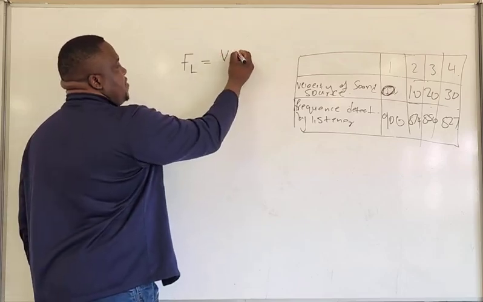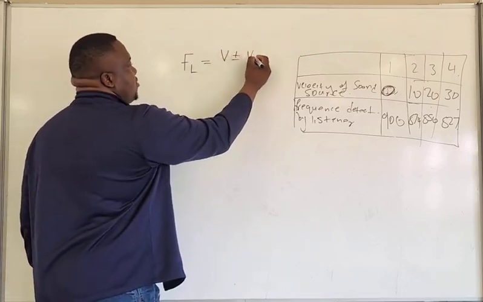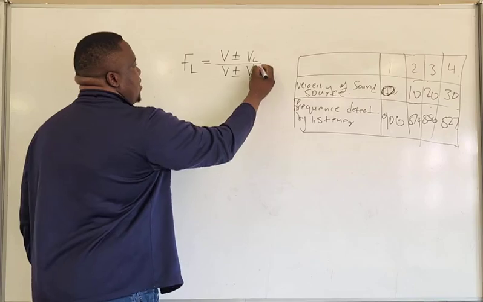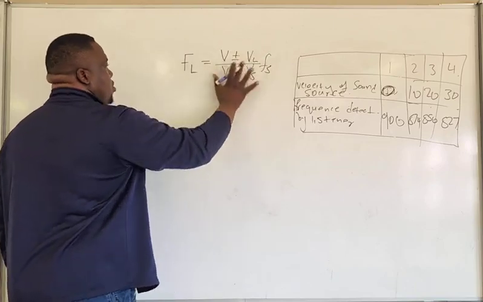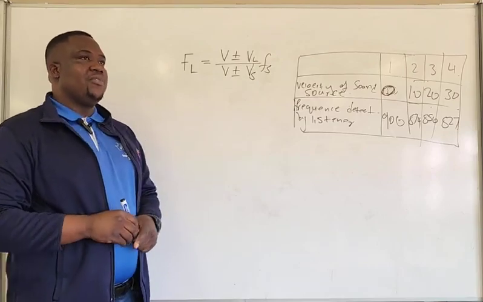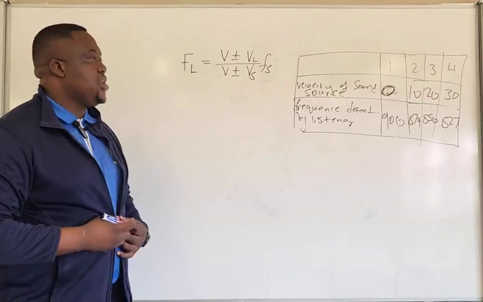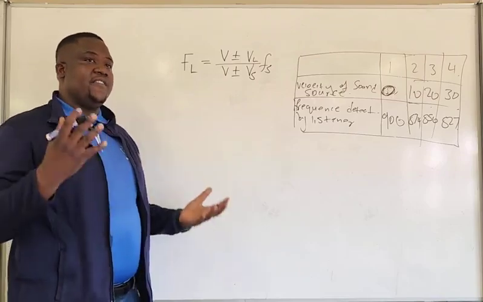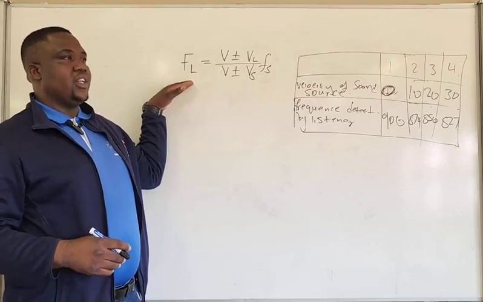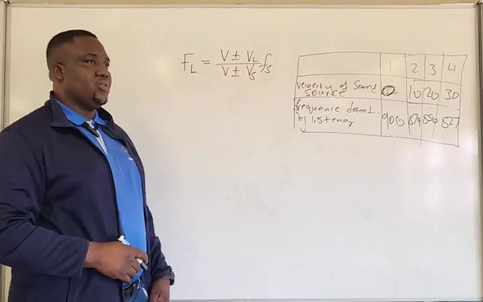Then I'm going to have V plus or minus VL over V plus or minus Vs, then Fs. I know that I'm going to manipulate this formula, but for the sake of getting 1 mark without losing anything, because learners are different, I must make sure I copy it as it appears. You understand? Then I start to solve.